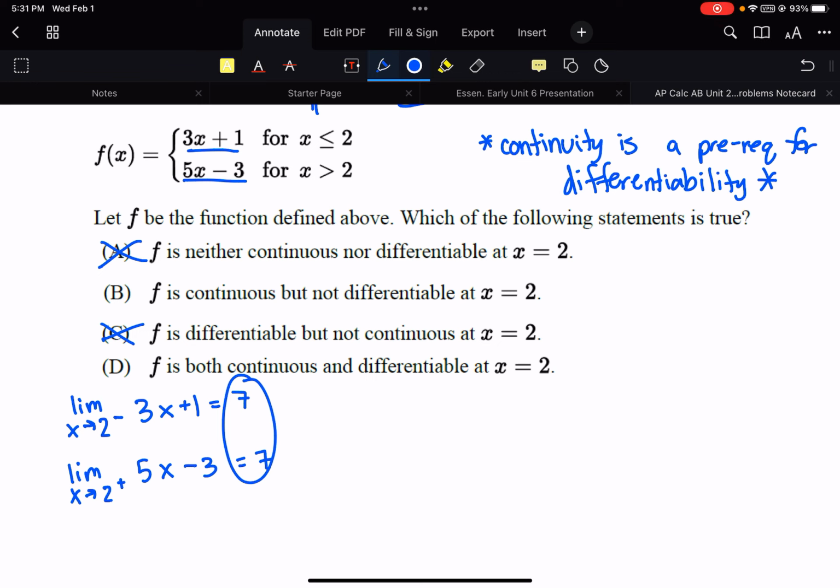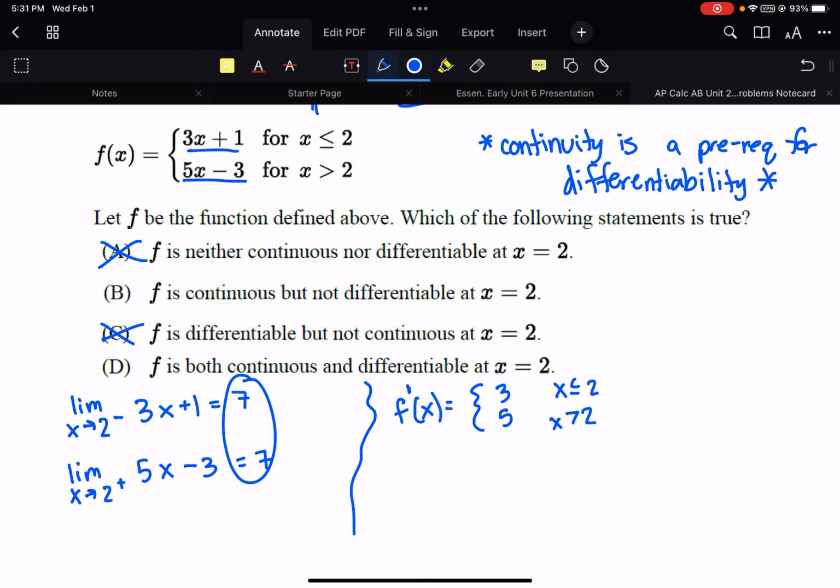So we need to see if as these two graphs meet each other, are their slopes the same? And this might be really easy for some of you guys to see. In this case, it is somewhat easy to see. But let's show you guys what it would look like to kind of formally do this. We're going to want to take the derivative of both of these functions, because the derivative is the slope.